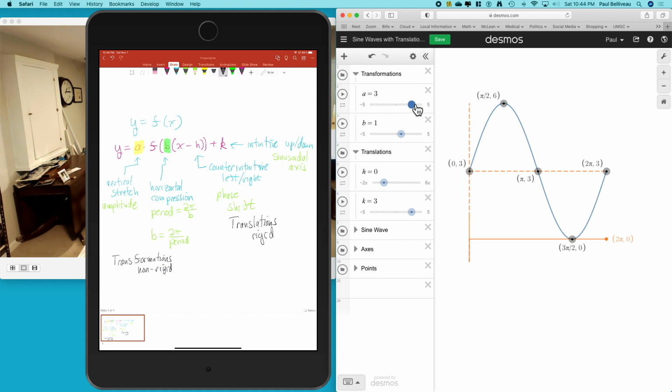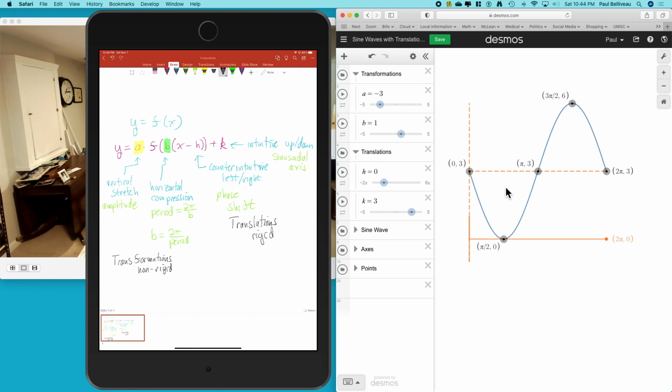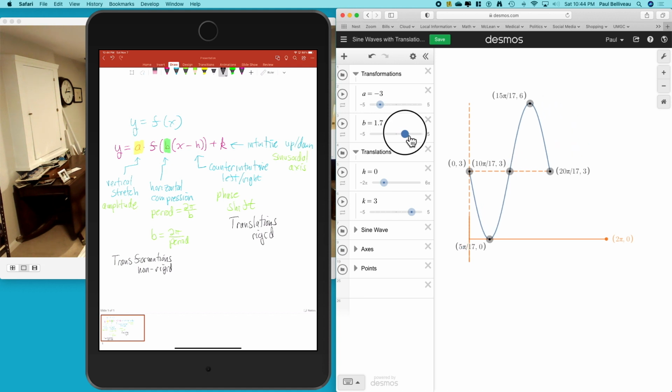A, the amplitude, it can be negative. See that? We can go down here. If it's negative, what we do is we wind up flipping our sine wave around our sinusoidal axis. B is my horizontal compression. As B gets bigger, my sine wave suddenly finishes its business in half the space. A colleague of mine used to call B a fast forward sort of option.